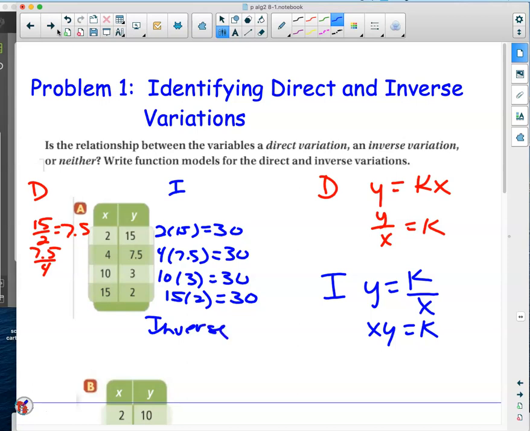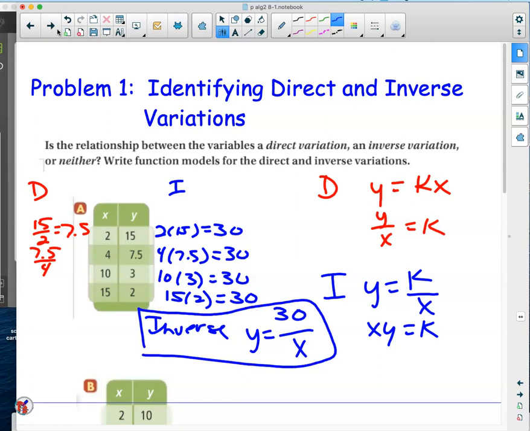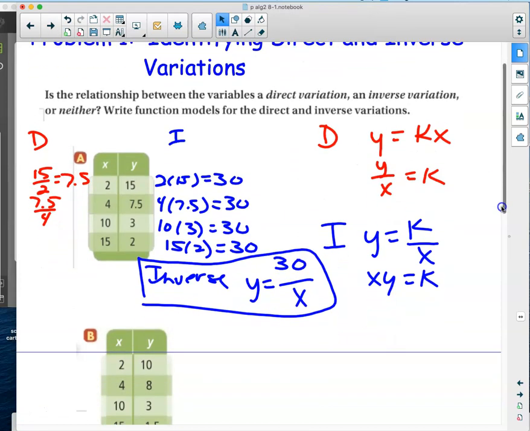Now, it's not enough for me to stop and say, I found it, it's inverse. They want me to write it. But writing these isn't hard. Inverse variation is supposed to be y equals something over x. We just found that something. What was the constant of variation every time? 30. That was the number we need. There it is. So we told them what kind, and we gave them the example. Y equals 30 over x. There it is. Let's go down to B.